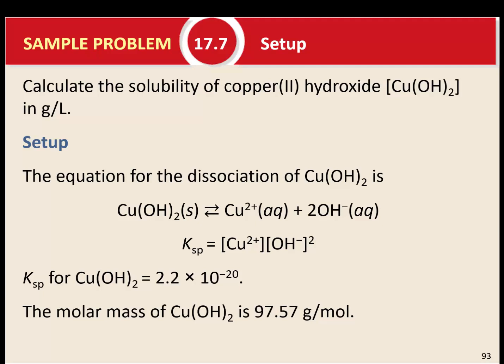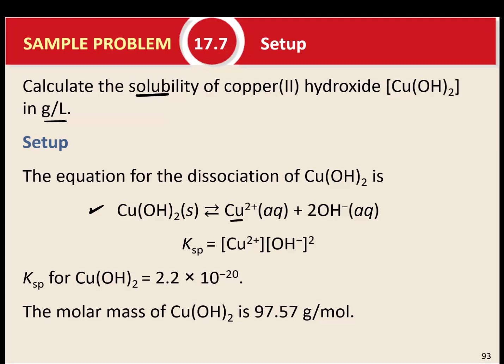All right, so let's look at our first problem here. This is calculate the solubility, not the molar solubility, the solubility of copper(II) hydroxide in grams per liter. So they're giving you an indicator. They say solubility, and then they should tell you what the units are. The first thing you must do always for any equilibrium problem is write a balanced chemical equation. So here it is.